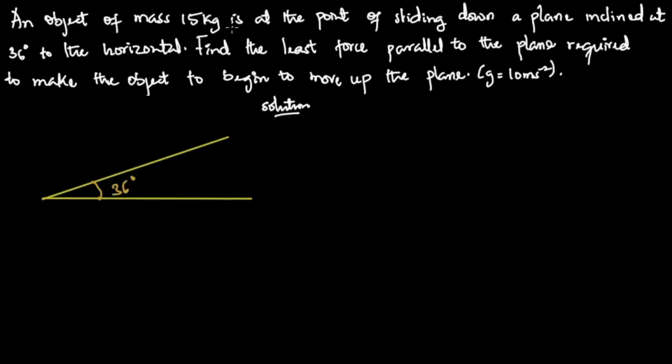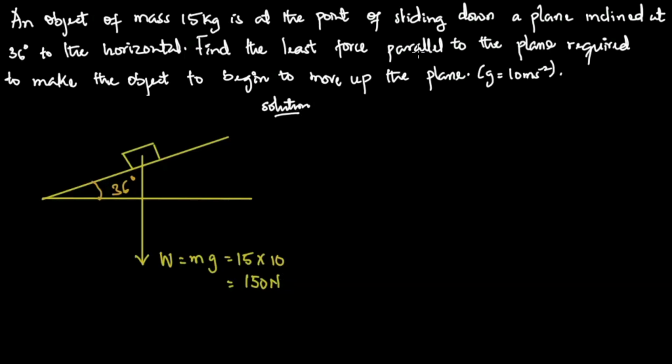An object of mass 15 kg. Let's draw our object. This object has a mass of 15 kg and its weight will act vertically downward. The weight will be equal to the mass of the object times acceleration due to gravity. Mass of the object is 15 kg, and that will be equal to 15 multiplied by 10, which we have been given in the question, and the weight of this object is 150 Newton.